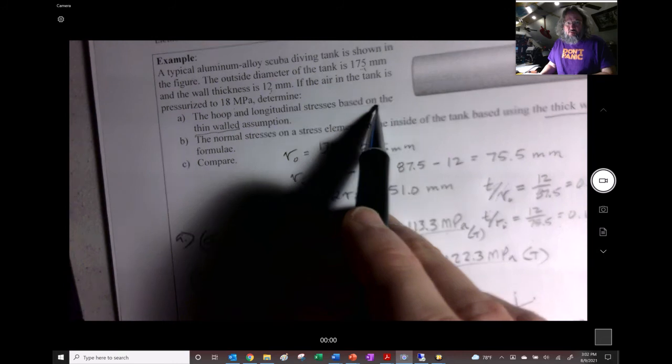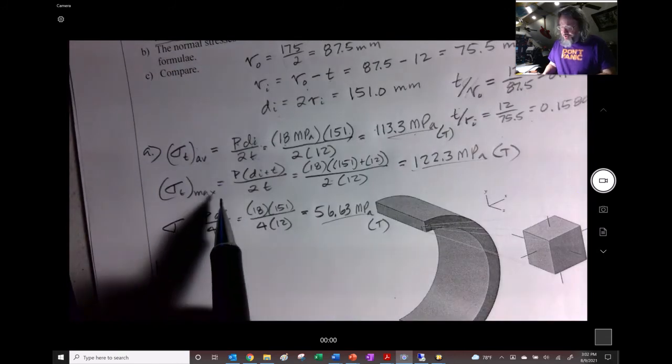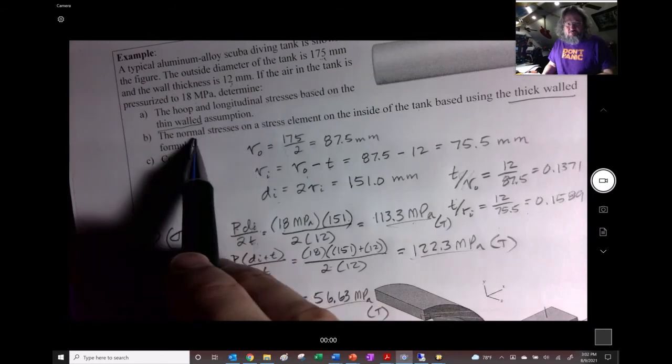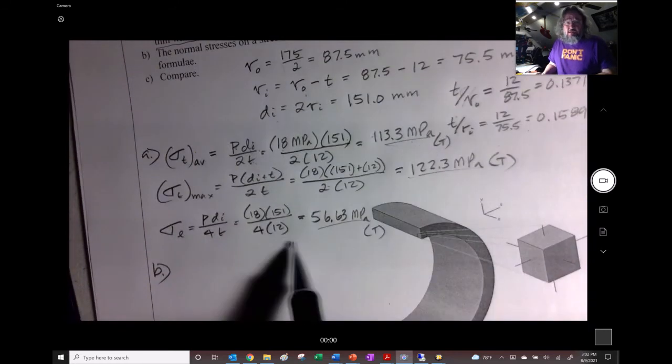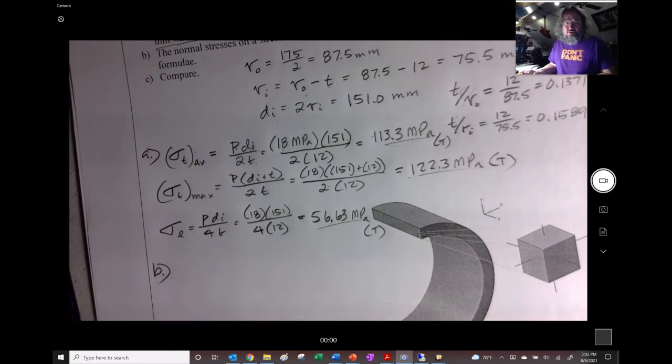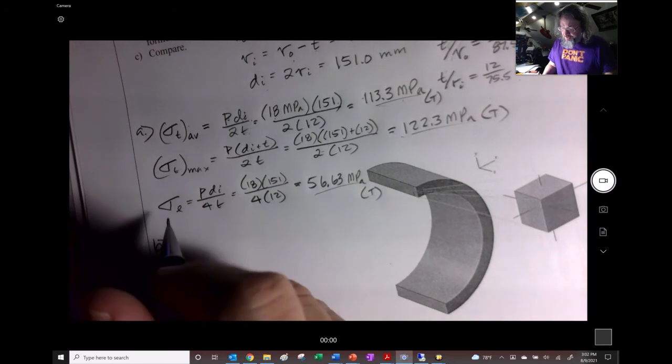Because we didn't say specifically which one we were looking for, the inside or the outside or the average, if I was asked this question and we just stopped right there, I'd probably give the average as the answer and give the longitudinal right there. Those would be the answers to the thing. But let's do it for the thick-walled right here.